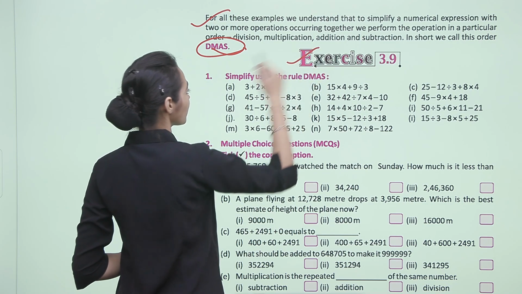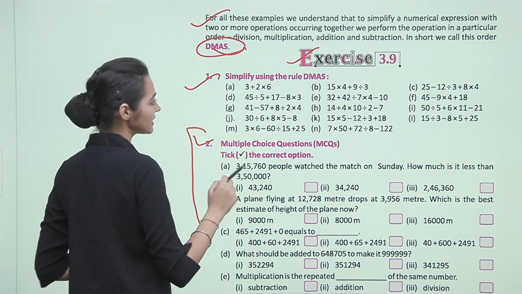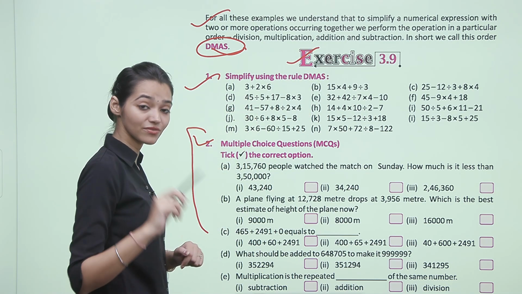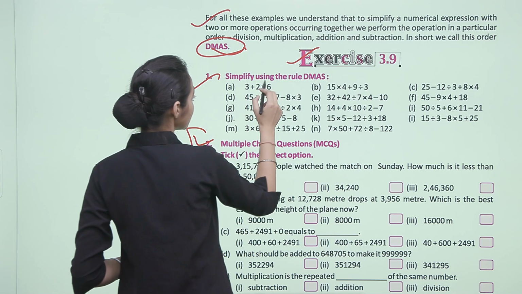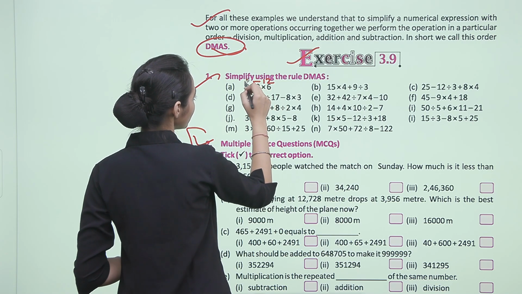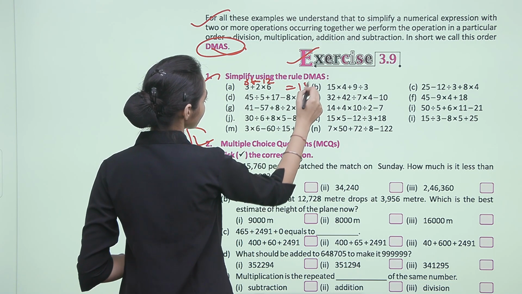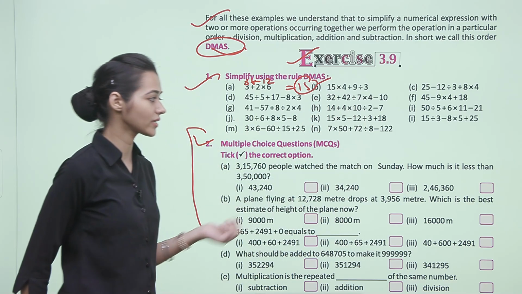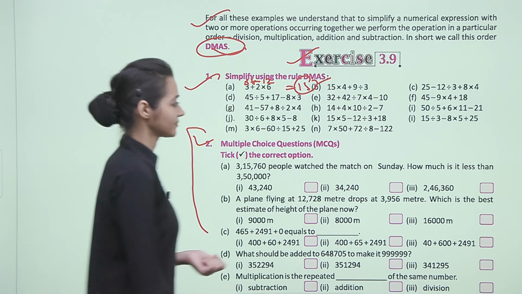Now let's start with exercise 3.9. In this one we have to simplify these. 3 into 2 plus 6. So firstly we will multiply, that is 6 2s are 12, plus 3 equals 15, which is our correct answer. That's how we can complete the remaining part.